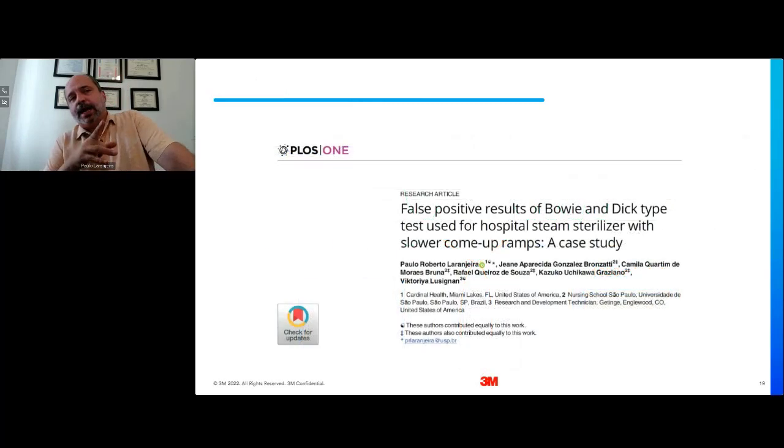Now, my concern, and that's why I did this research, was false positive results from my Bowie-Dick. In that period, I was visiting many hospitals, and I was seeing a lot of discussions where the Bowie-Dick was showing an approved cycle on a failed cycle. And unfortunately, we had some instances where the users were not trusting the Bowie-Dick anymore. And I had to do a deep dive to understand the root cause of that inconsistency with the Bowie-Dick and the presence of air. This is what I found.